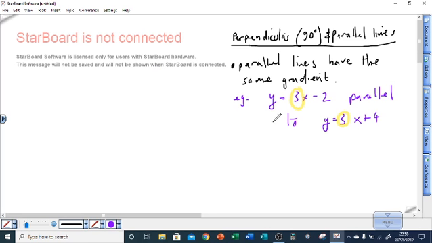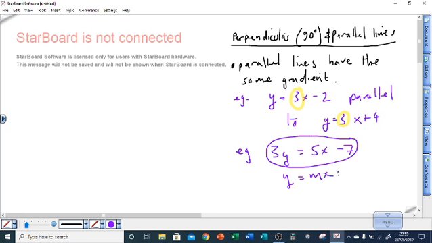Now, it's all very well and good just to remember, yes, you can read gradients off as long as you've got a single y just here. If you have got something like, e.g., 3y is equal to 5x minus 7, you would have to rearrange this first of all. Okay, so you'd have to rearrange this first of all to get it in the format of a single y equals mx plus c. There cannot be a number here.